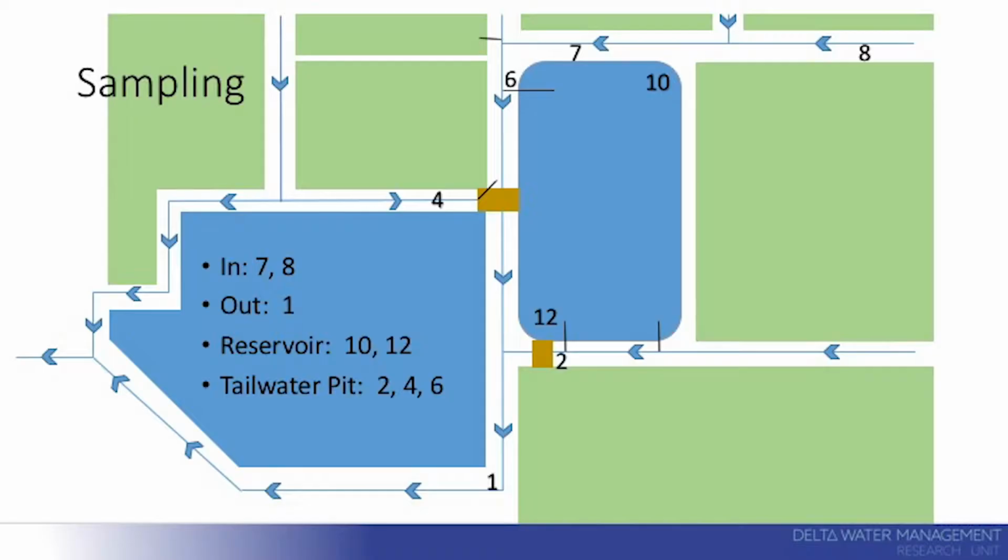So this is a more simplified version of what we've just looked at. We wanted to compartmentalize these into what's coming into the system. So 7 and 8 are in, out is 1, the reservoirs are 10 and 12, and then the pits are 2, 4, and 6.